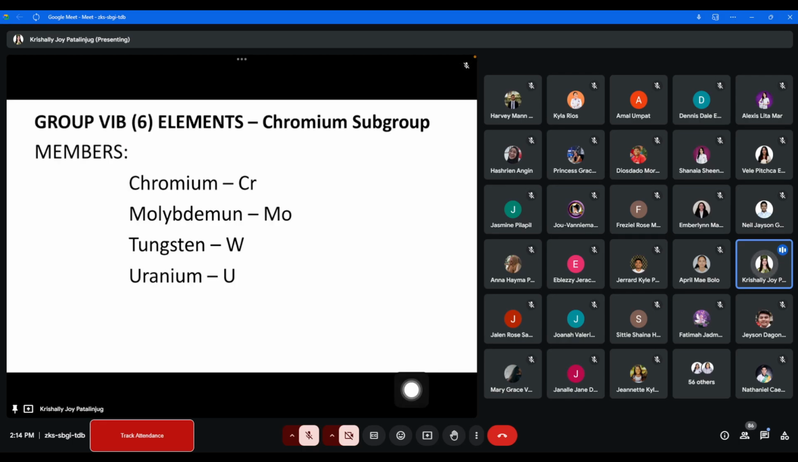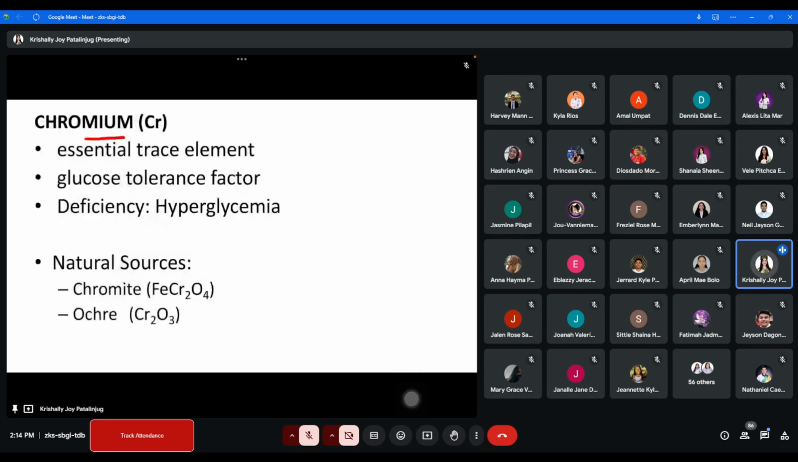So these are the members: chromium, molybdenum, tungsten, and uranium. Let's start with chromium. Let's review. Chromium's natural sources are available in the environment as chromite or as ochre. So there is chromium in those minerals. Chromium is an essential trace element as well.